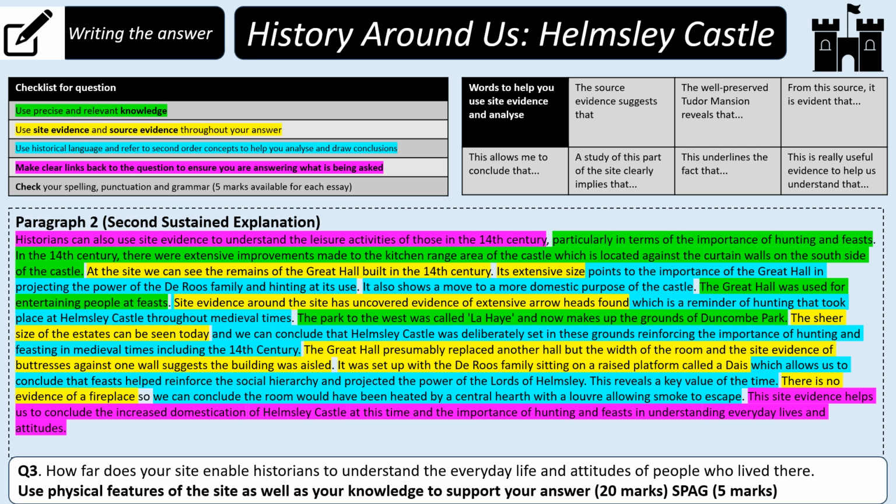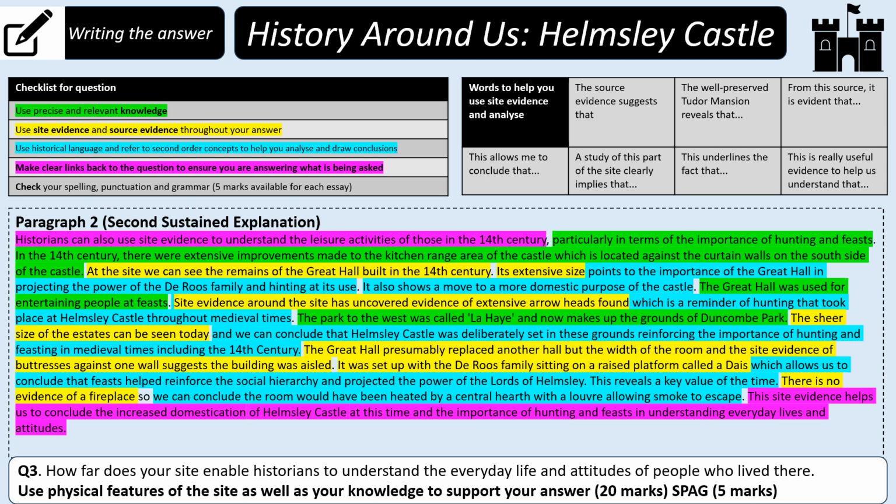The Great Hall presumably replaced another hall, but the width of the room and the site evidence of buttresses against the wall suggest the building was aisled. It was set up with the de Roos family sitting on a raised platform called a dais, which allows us to conclude that feasts helped reinforce the social hierarchy and projected the power of the Lords of Helmsley. This reveals a key value of the time.